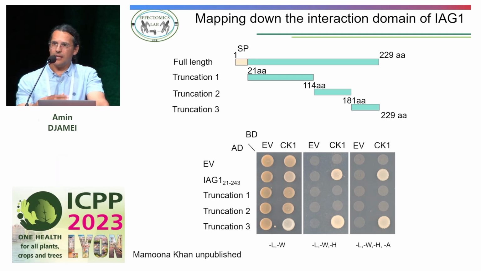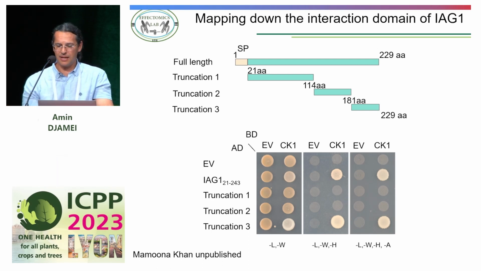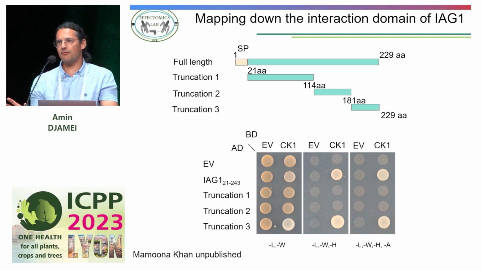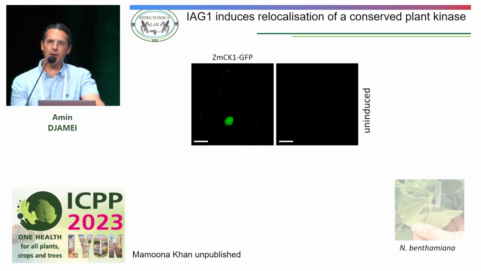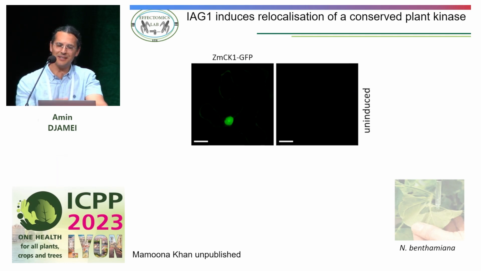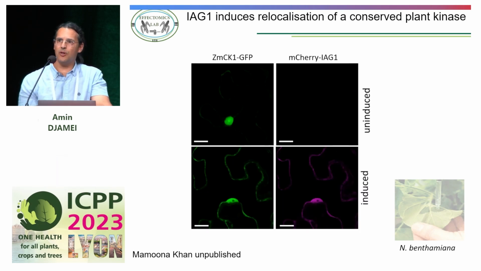Mamuna then went on and tested the effector for certain domains which might be binding to this kinase, and she identified that the very C-terminal part of the effector is specifically binding to this conserved kinase. If you single express the kinase, you see it's mainly nuclear, the signal. But if you co-express it together with IAG1, we observe a redistribution inside the cell towards the cytosol, as well as you still see signal in the nucleus.